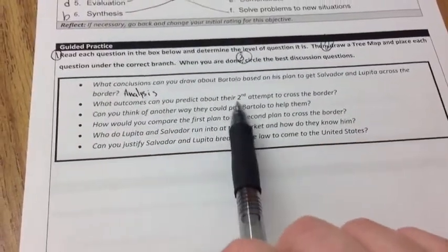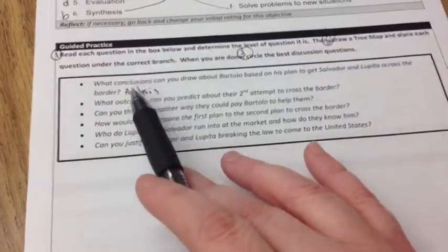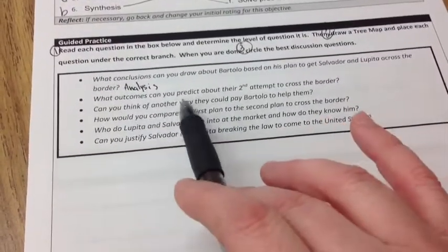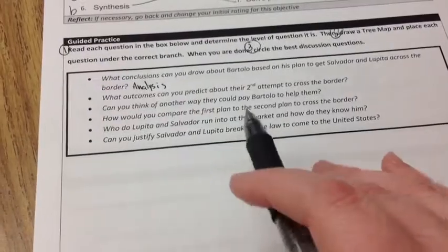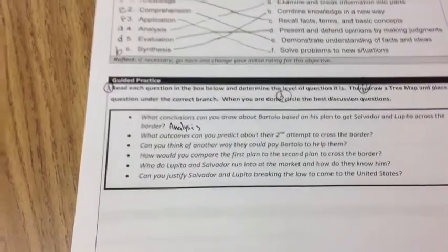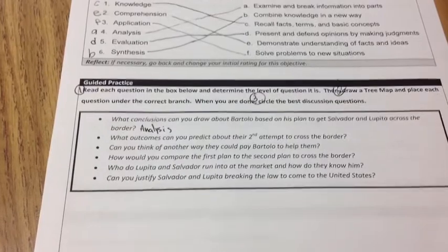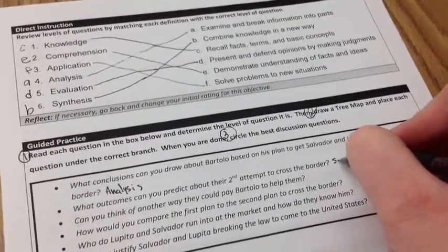What outcomes can you predict about their second attempt to cross the border? So I see that word outcomes and predict. So I know that this means I need to combine knowledge, but in a new way, right? Because I'm going to combine knowledge from the book and then make a prediction about the outcomes. So this is actually going to be synthesis. So I'm going to put next to it synthesis.